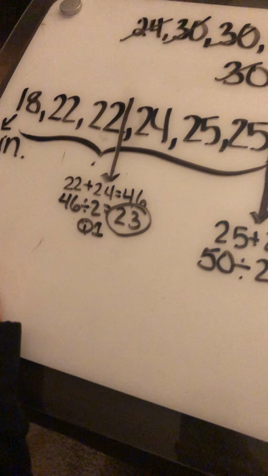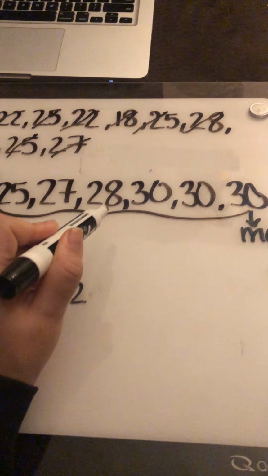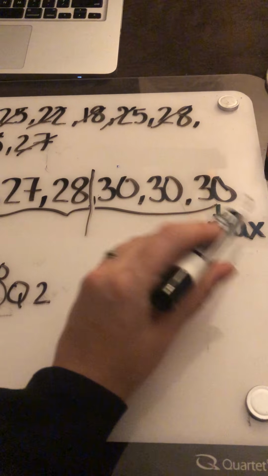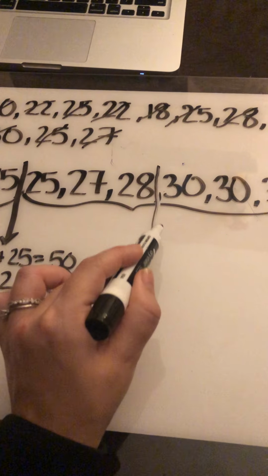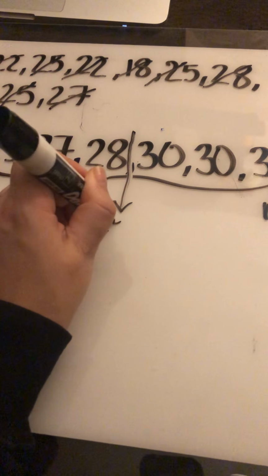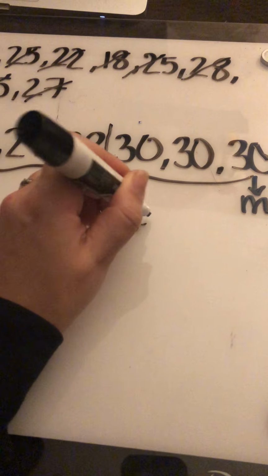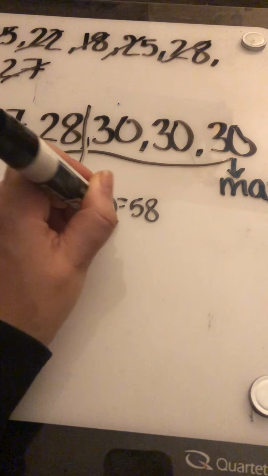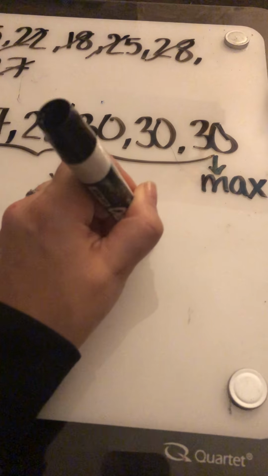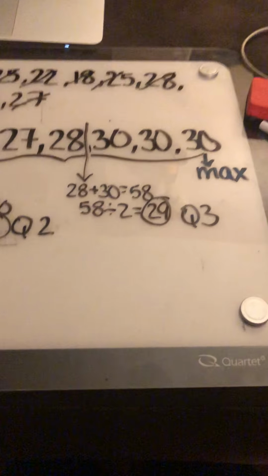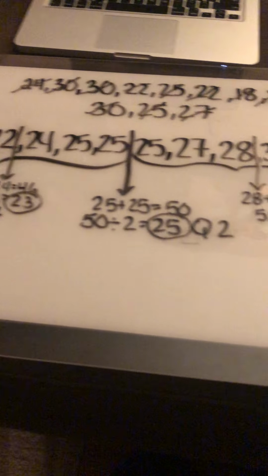Okay, then we go to our upper half, and we have 25, 27, 28, and then we have 30, 30, and 30. So we're trying to find the middle number here. That splits your data in half. So we do 28 plus 30, that's 58, and then 58 divided by 2 would give us 29, which is our quartile 3. Okay, so now we have all the pieces we need to make our box plot.